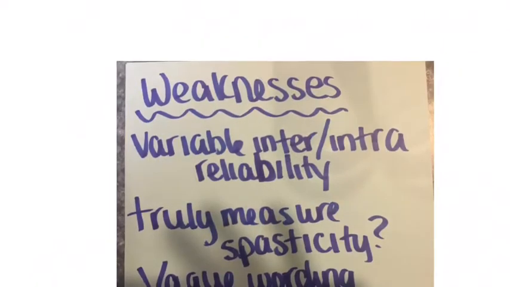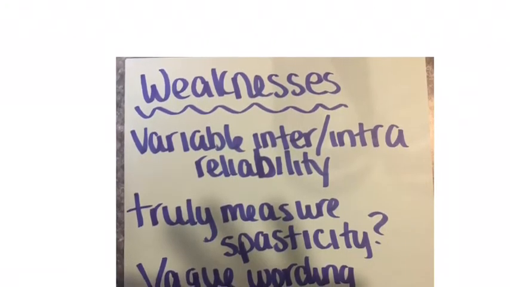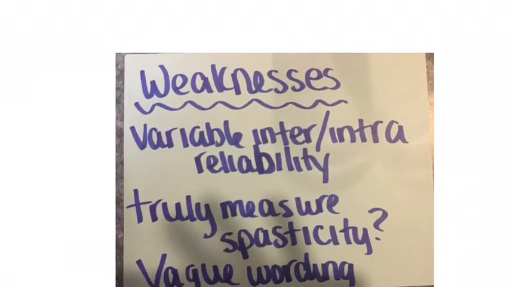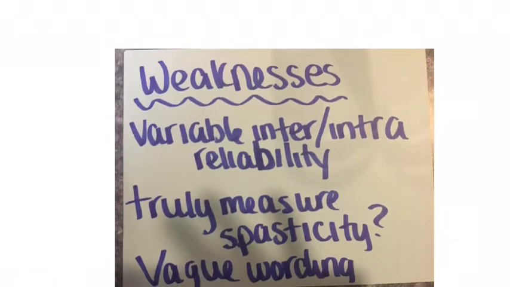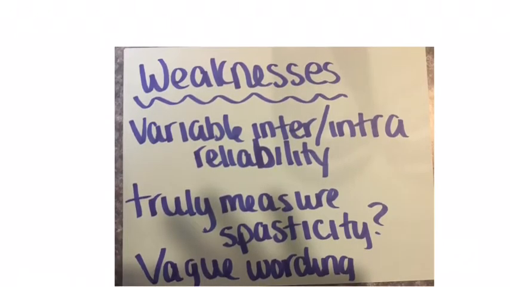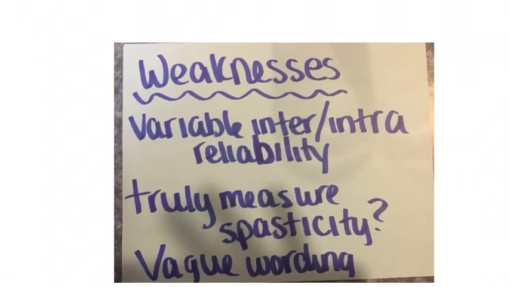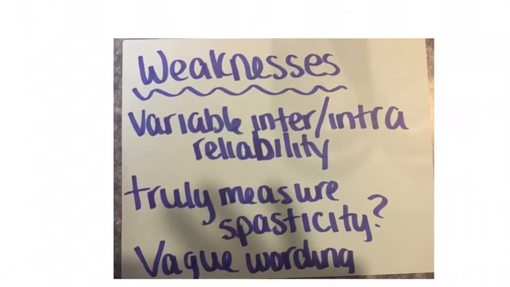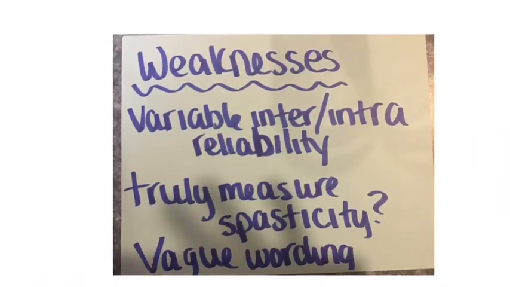The weaknesses of the modified Ashworth scale include the variable inter- and intra-rater reliability. The reliability changes with each diagnosis, such as stroke, TBI, and spinal cord injury, and also the different muscle groups being tested. The inter-rater reliability for stroke is poor, with ranges from 42.5 to 50%. The intra-rater reliability, however, was adequate, with ranges from 57.5 to 85%.